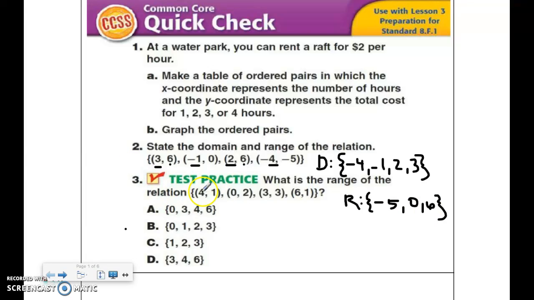That's for number 2. Number 3, what is the range of this relation? So again, the range is the y values. It looks like we've got 1, 2, 3, which would be C. There is a repeat, but we only have to write it once.